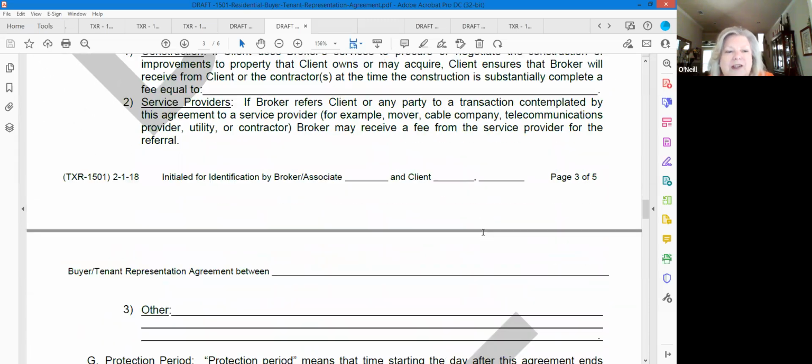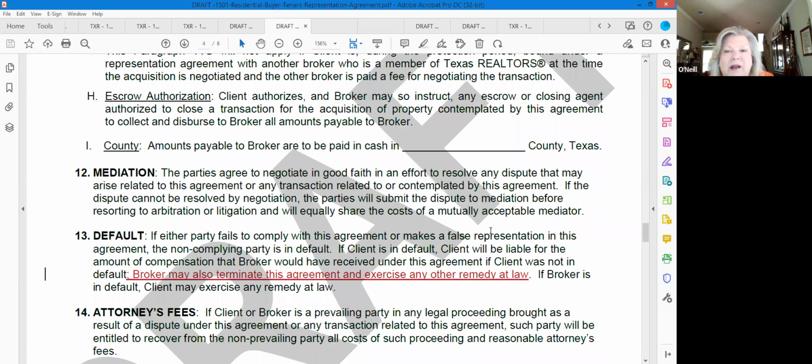The next change is regarding default. And again, as I said, they're going to try and balance this so that both parties are aware that they have certain remedies, right? And it says broker may also terminate this agreement and exercise any other remedy at law. Again, your broker is going to decide that. But what I am going to tell you, you cannot terminate your agreement if your buyer is under contract.